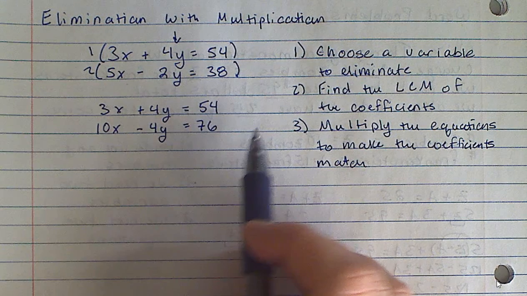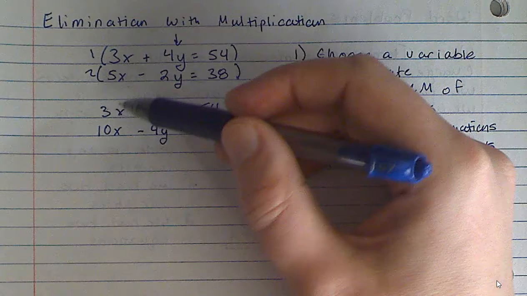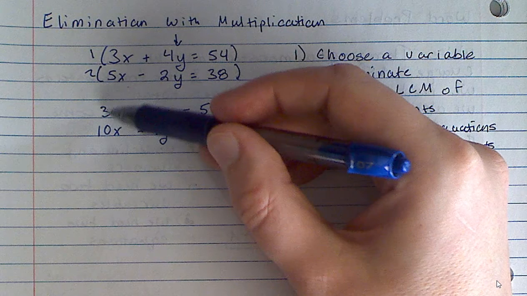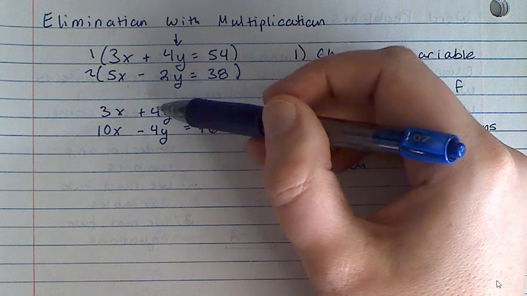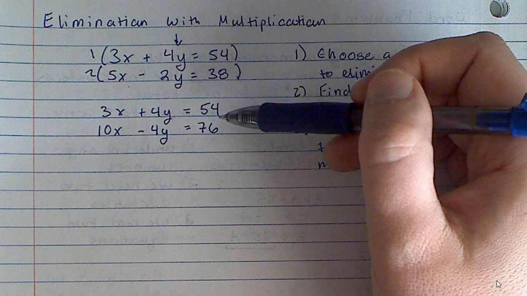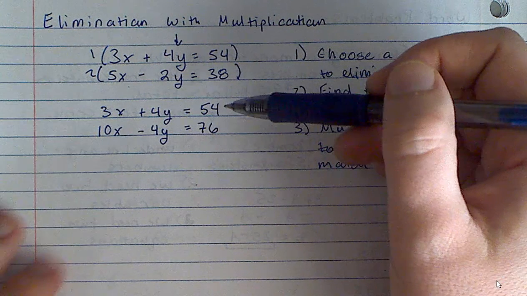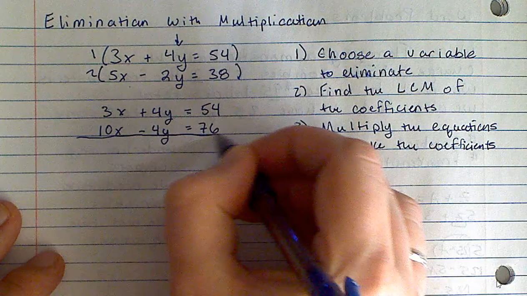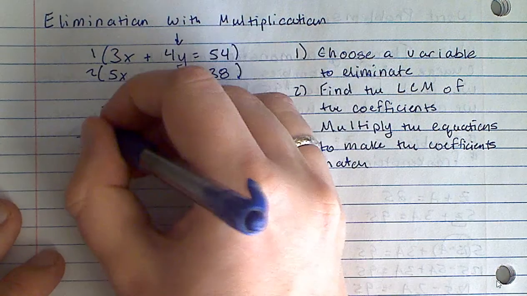All right? Now, if I look here, I've got 3 and 10. Are these equal, opposite, or neither? I've got positive 4 and negative 4. Are these equal, opposite, or neither? They're opposite, right? So now, should I add the two equations or subtract? Add. So I'm going to add the two equations.